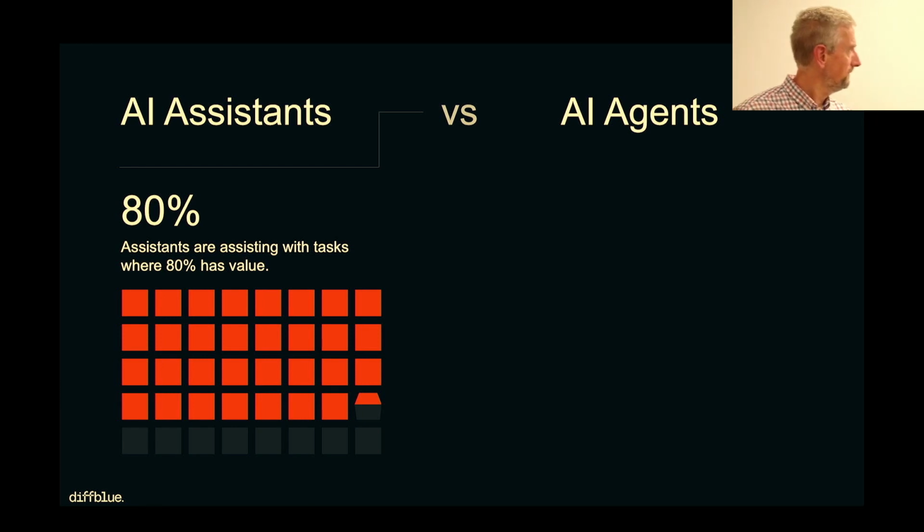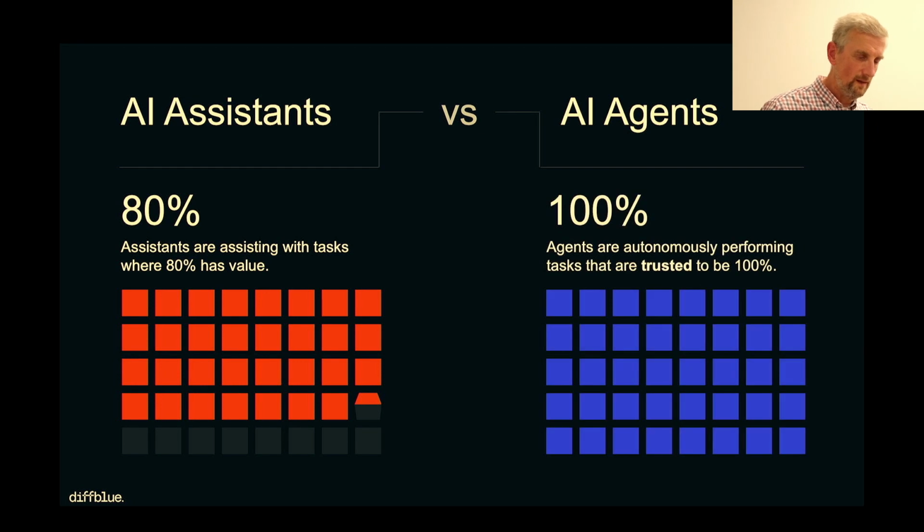And so, this sort of 80%, and they're getting better and better, but there's that gap between 100% trustworthy and what they're currently able to generate. Whereas AI agents should be 100%. You should be able to guarantee the results to basically fire and forget to some degree. So agents are autonomously performing tasks that are trusted to be correct.